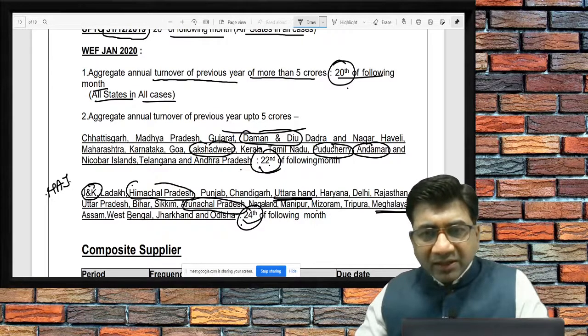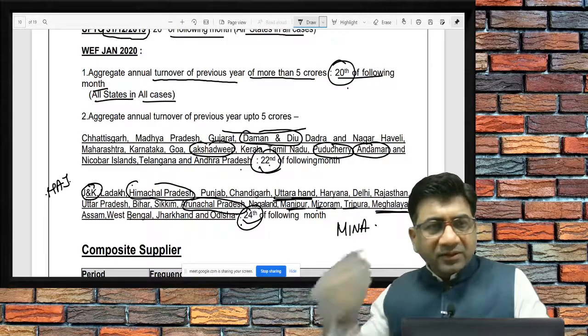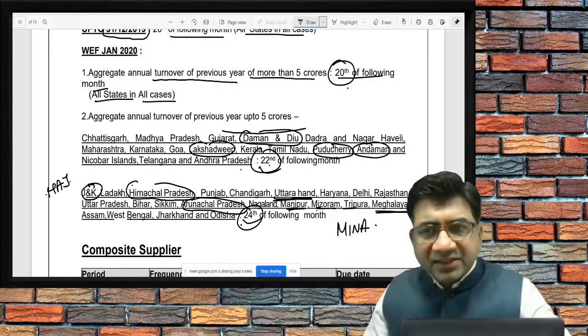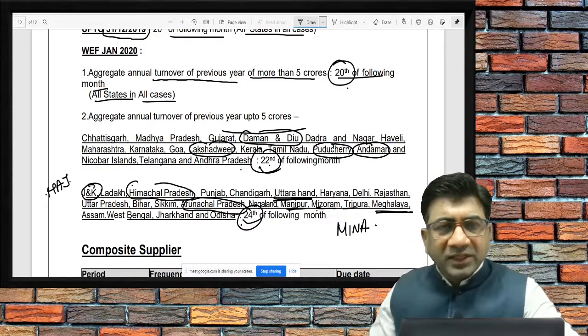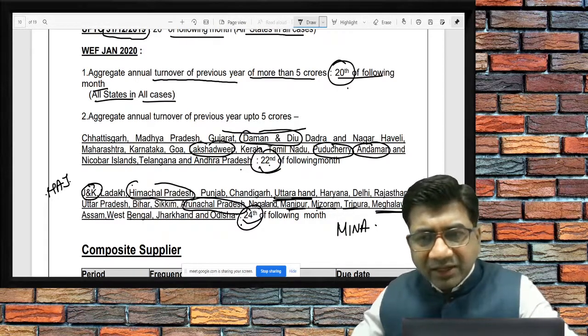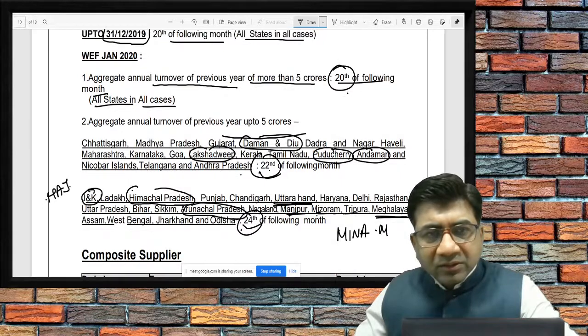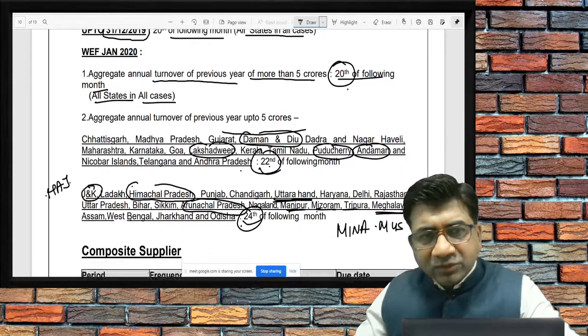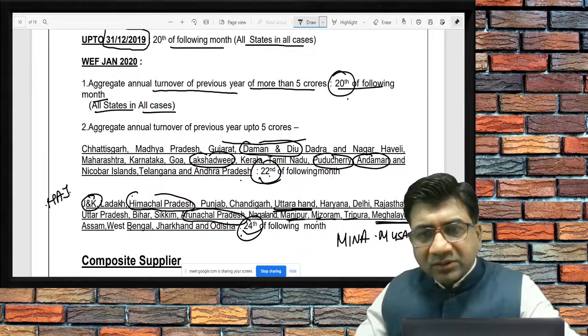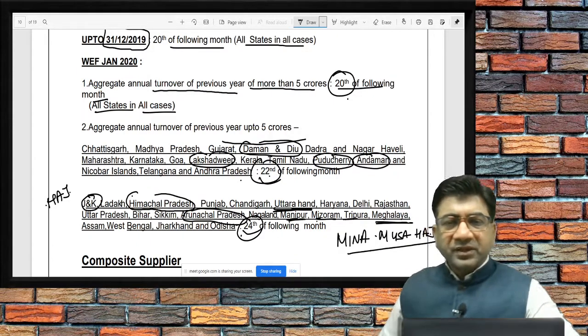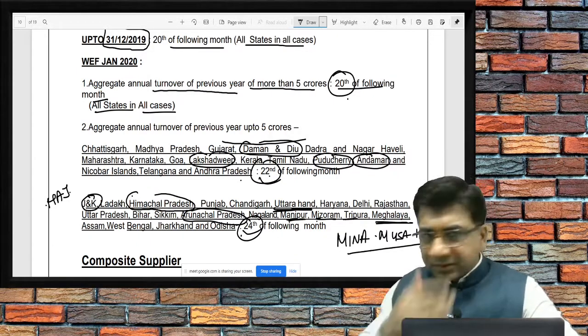So Meghalaya, S and A for Sikkim, Assam, then Manipur, Nagaland, Mizoram, Tripura. So Meena is here. So all the special category states are here: Meena, Musa, Hajj. All the 11 special category states are here. Yes, you can remember like this.